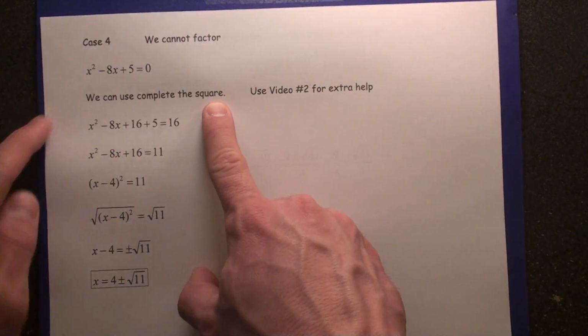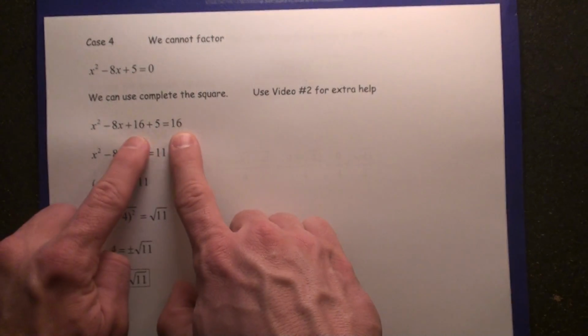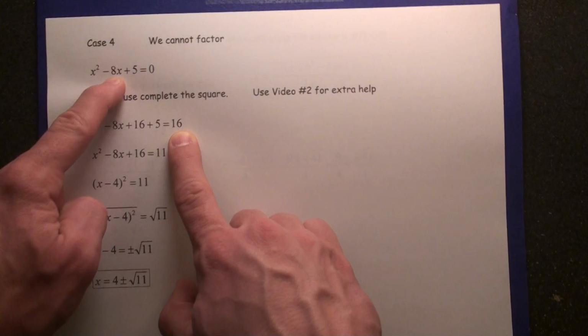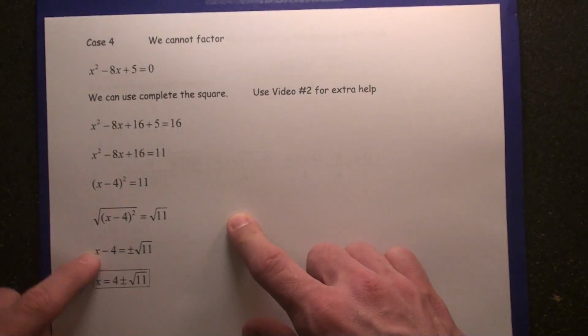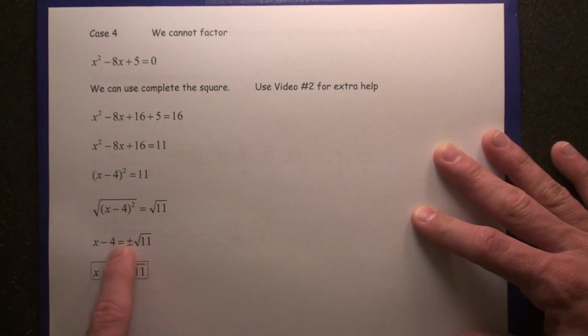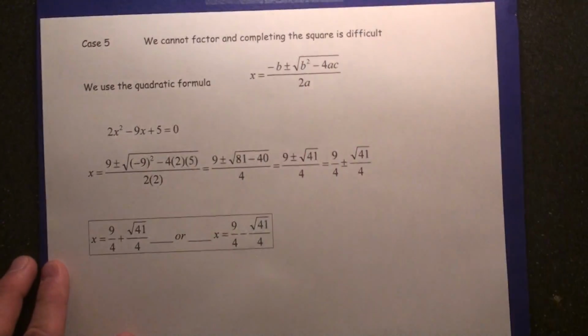This is completing the square. Now, we started off with an 8x with a 5 that doesn't factor, so we add 16 to both sides. That's from 8 divided by 2 squared, so 16 to both sides. Then you got a perfect square trinomial, square root of both sides, plus or minus 11, and then you add 4, bam.